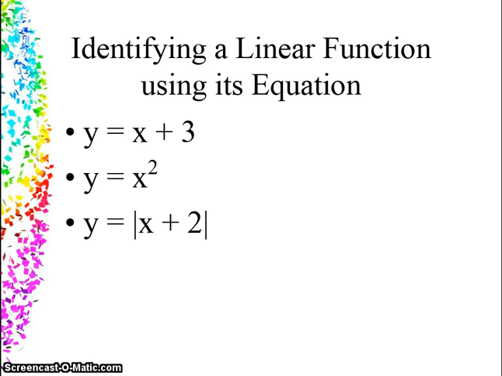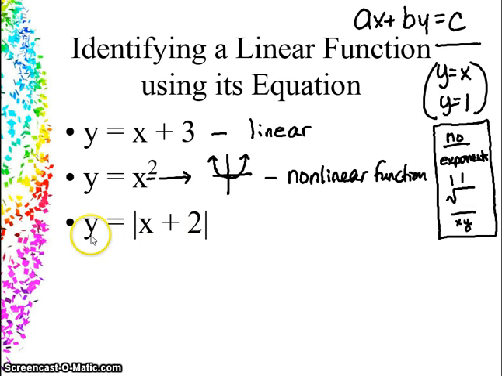All right, let's look at another example. We have y equals the absolute value of x plus 2. So go through our no list. Does it have no exponents? Well, that's good. No absolute values? Well, it does. So we know that based on our parent graphs, this is going to create a V shape, which is a function, but it's nonlinear, not a straight line.